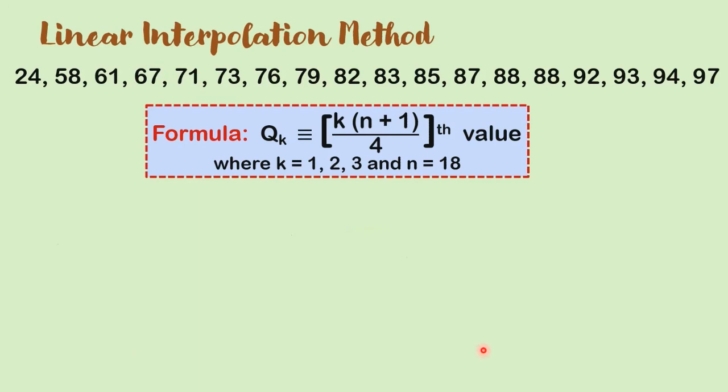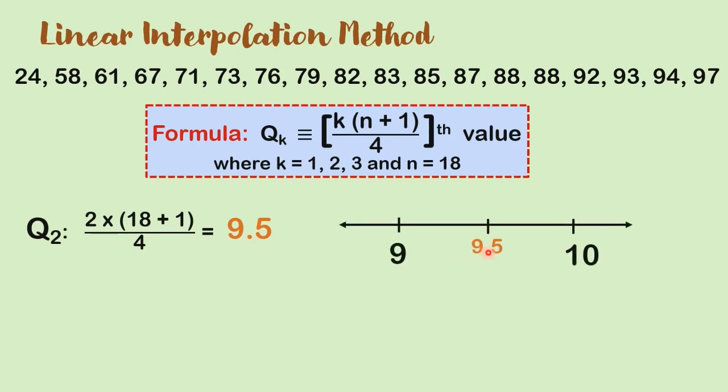Let's do more. Okay? Kanina, ito yung nakuha natin sa Q sub 2. Okay? Using this formula. Okay? If we want to use the linear interpolation method, take note that yung 9.5 is between 9 and 10. So to get Q sub 2, we will be using the values, okay, na nasa 9th position at nasa 10th position. Nasaan sila? Eto. Okay? So we will be using 82 and 83.